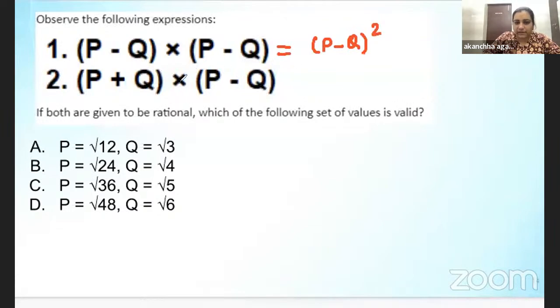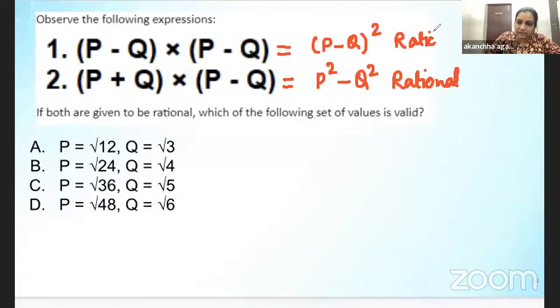And this is P plus Q times P minus Q, so we can write this as P square minus Q square. I hope you all understand that these two identities are different, and P minus Q whole square is not the same as P square minus Q square. Now they are saying that this is rational and this is irrational. Which of the following sets of values is valid?